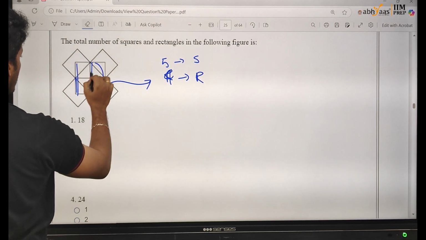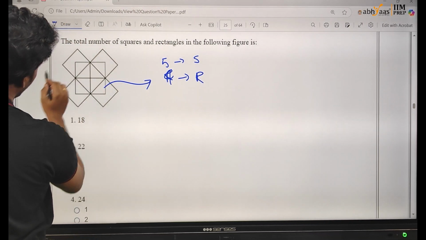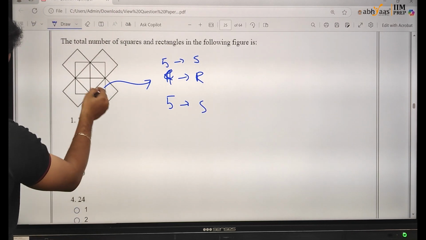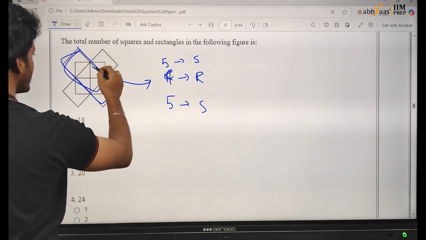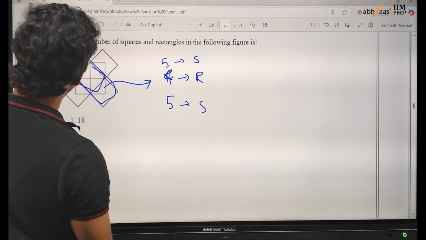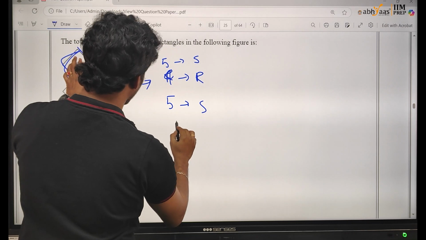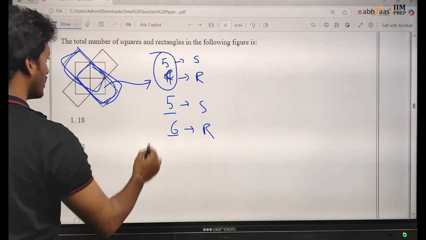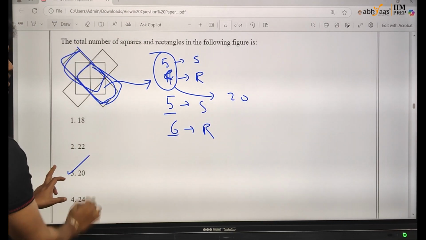Okay, and come to this bigger one. So in this, how many squares are there first? There are 5 squares, nothing else. And how many rectangles are there? This is a rectangle, this is a rectangle. Like that, 4 rectangles are there, and this is also a rectangle. So like that, 3 rectangles. So total 6 rectangles in that. So 5 plus 6, 11, 11 plus 9, 20. So 20 is the answer. Total rectangles and squares.